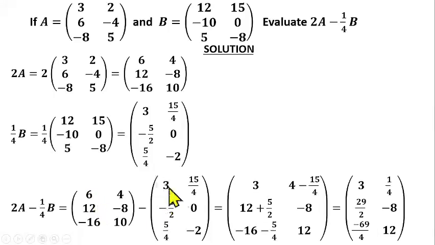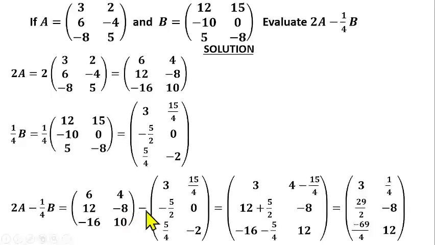So 6 minus 3 will give us a 3. 4 minus 15 over 4, which is this. I don't want to simplify it straight. That's why I wrote it here. If I want to do it on my own, I will have to just simplify straight by finding the LCM, and that will give us this answer. But let's continue. So we have 12 minus 5 over 2. So minus times minus will give us plus. So we have 12 plus 5 over 2, which is this.